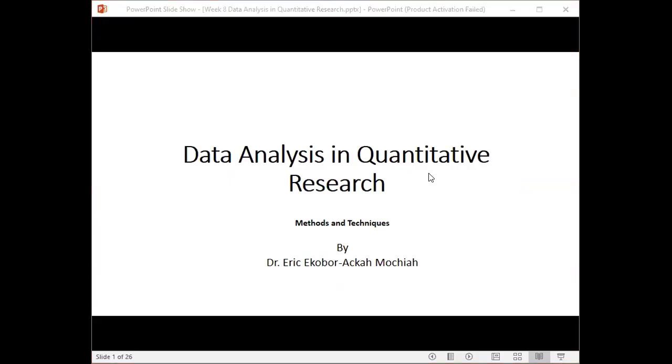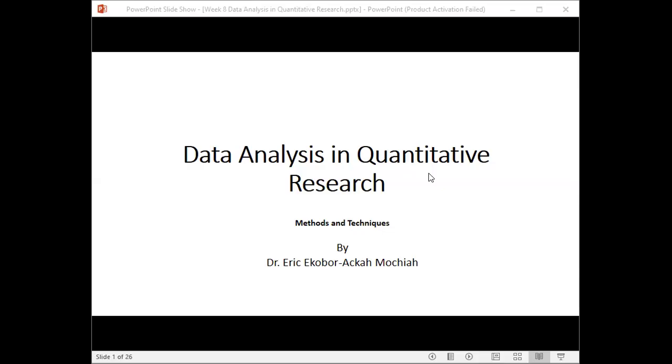Okay, so let's continue with data analysis in quantitative research. As I said, the focus will be a bit skewed towards quantitative research because, of course, economics, whatever topic you have, will have to be quantitative in nature, right? So let's focus more on how to do your analysis in quantitative research.